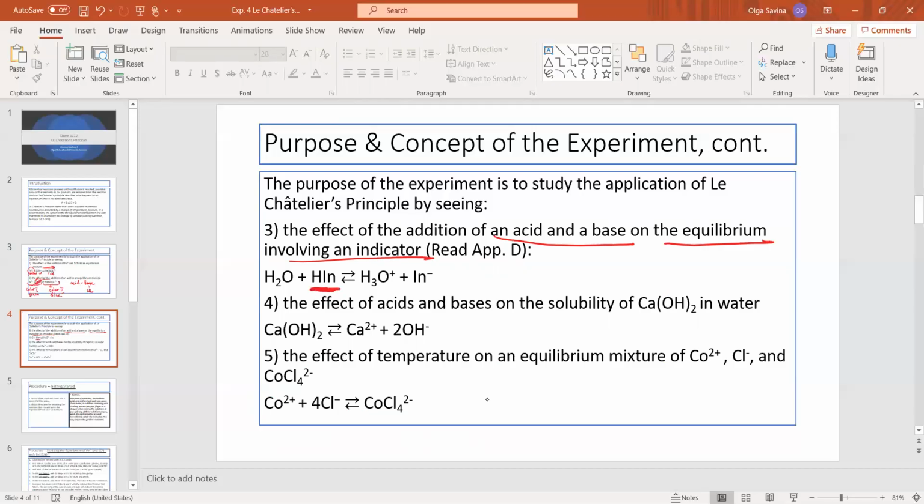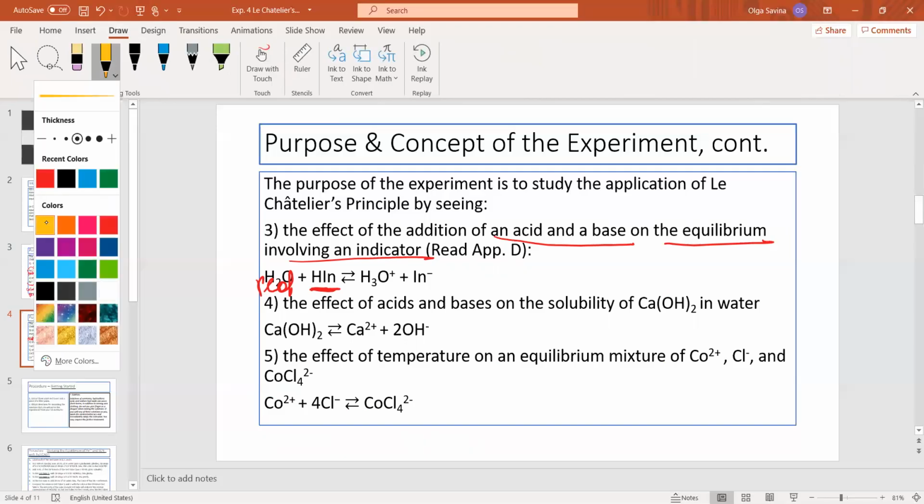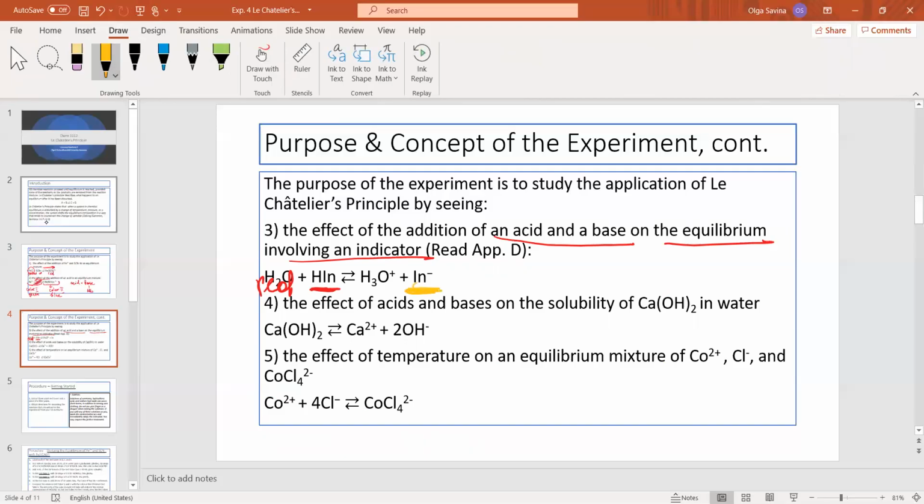In acidic solution, it has red color. In basic solutions, when it is in a basic state, it has yellow color. Let's discuss what can happen if we add an acid to our system at equilibrium.